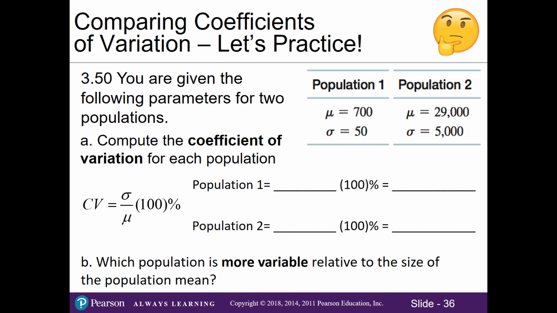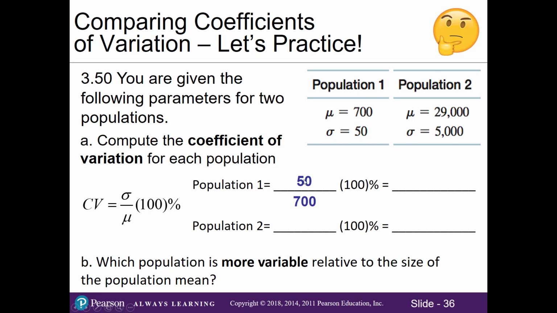So let's go ahead and look at an example from our textbook, problem 50. You're given the following parameters for two populations. So we've got some data over here on the right. In part A, we want to first compute the coefficient of variation for each population or each group. So first we'll plug in our standard deviation for our first population. So make sure we get the right number in there. That's going to be our 50. We'll put that on top. And in the denominator, that's our mean, so we'll throw in the 700.